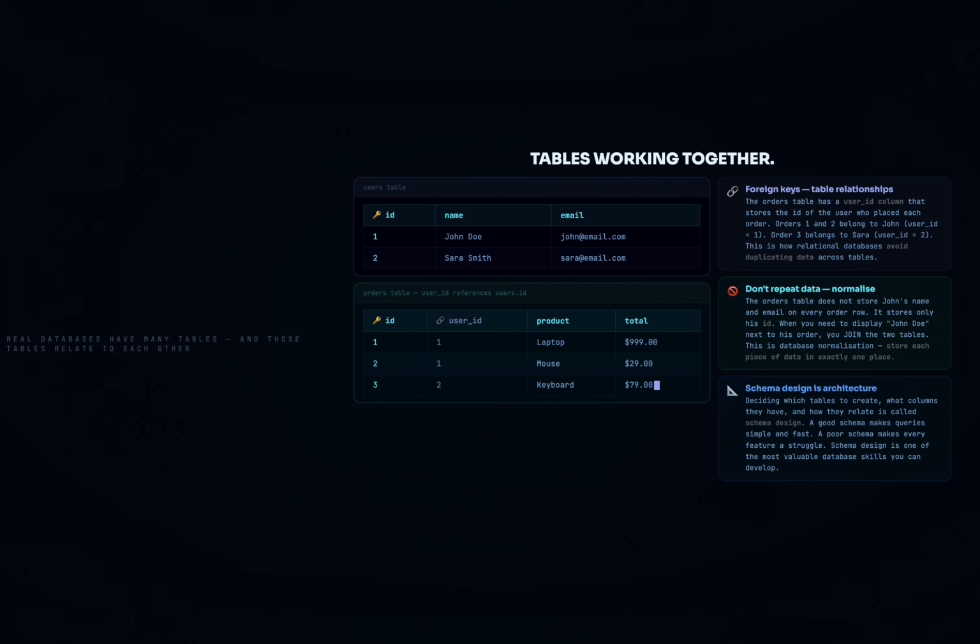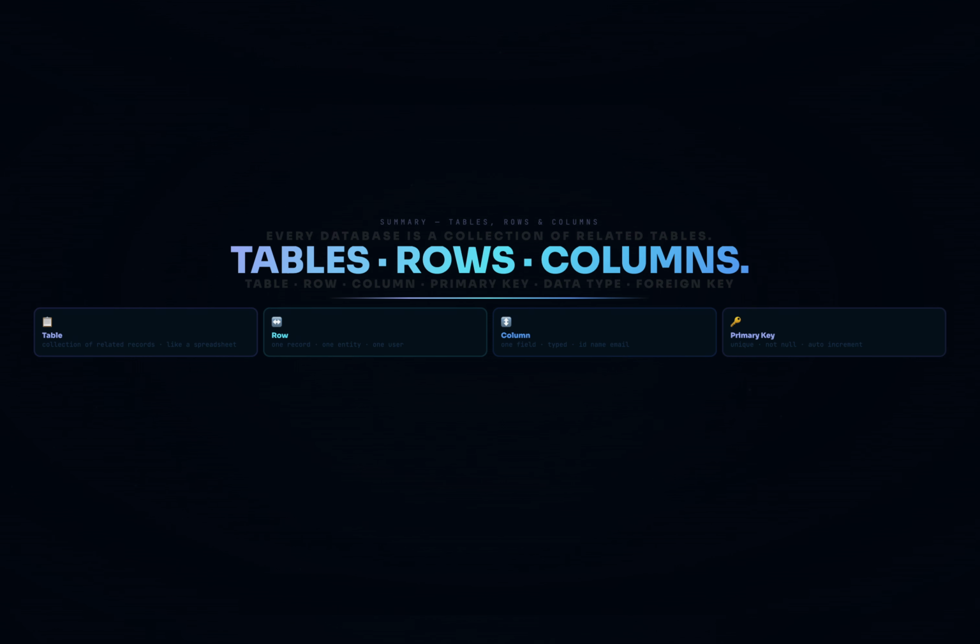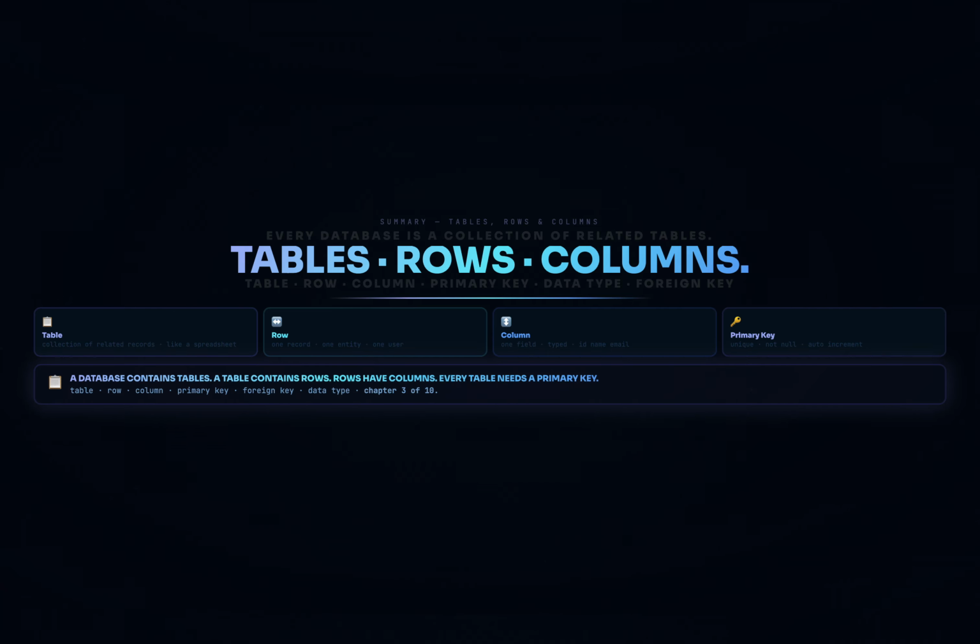A table contains rows. Rows have columns. Every table needs a primary key. Tables relate to each other through foreign keys. Every column has a type that MySQL enforces. Design your schema carefully. It is the foundation everything else is built on. Table, row, column, primary key, foreign key, data type.